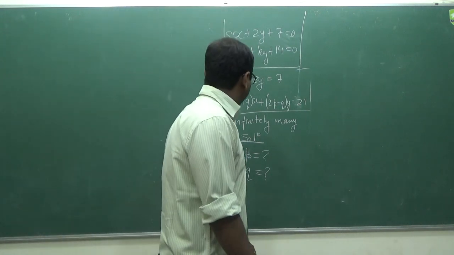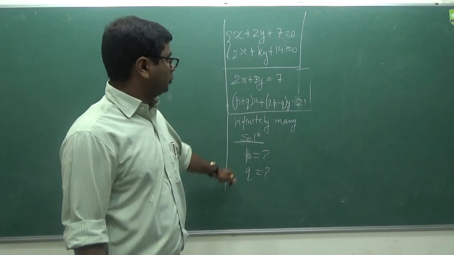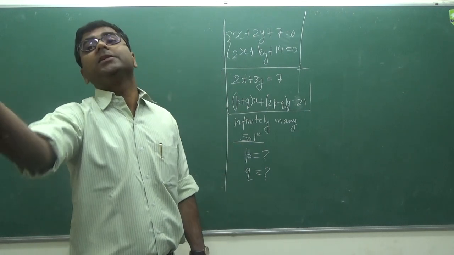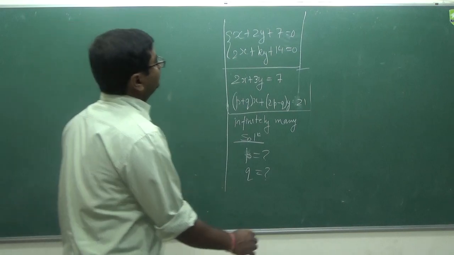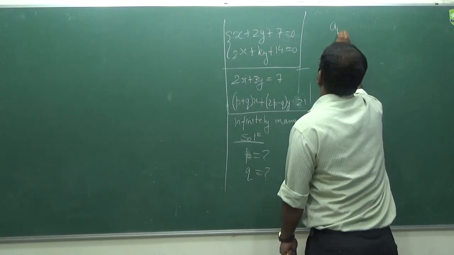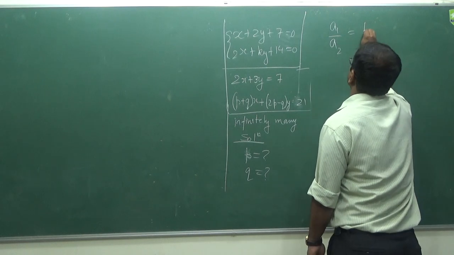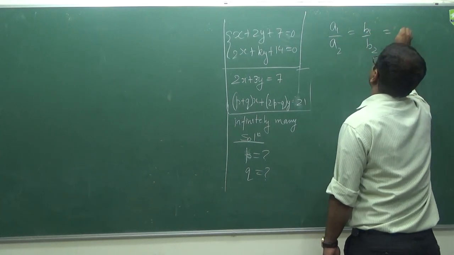What is the question? To find the value of p and q so that there are infinitely many solutions. Tell me the condition for infinitely many solutions. A1 by A2 is equal to B1 by B2 is equal to C1 by C2. Okay, clear? Get it by heart.